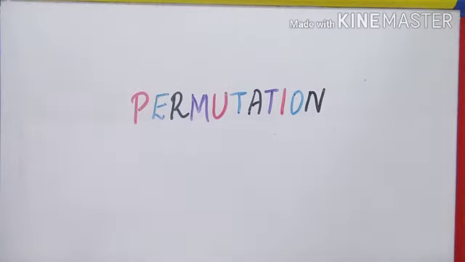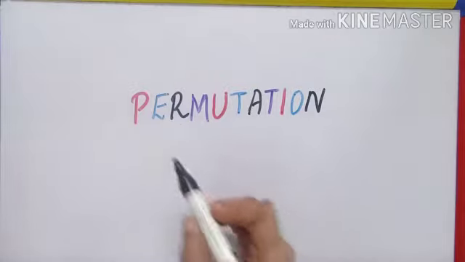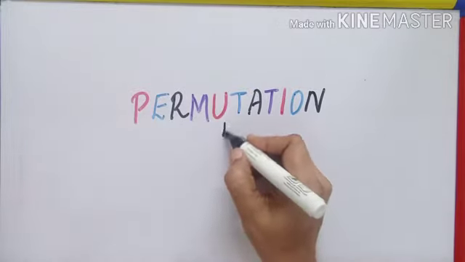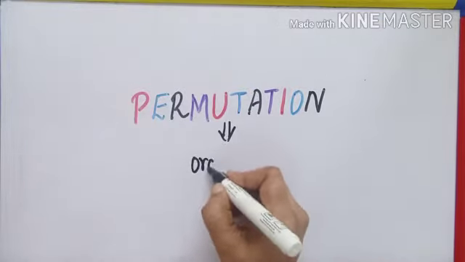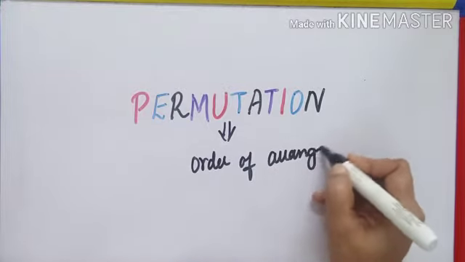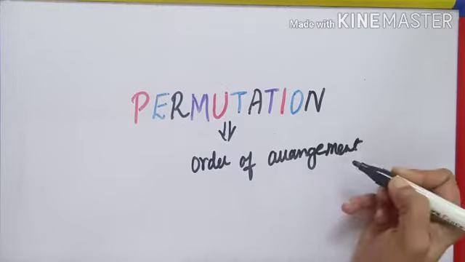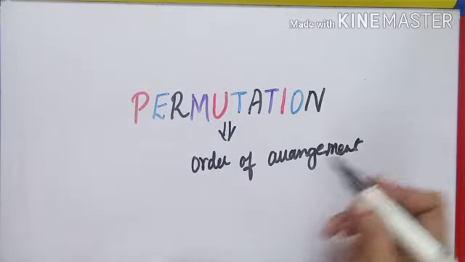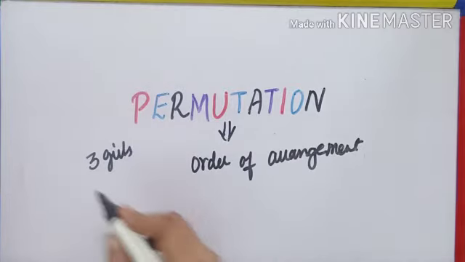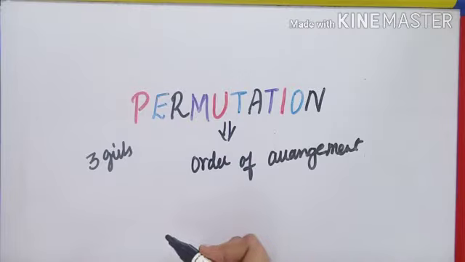Good morning, children. In today's class, we are going to learn about a new term called permutation. What does permutation mean? Permutation is nothing but order of arrangement. See, if I select 3 girls from your class, there are 3 girls in front of me. I want to give them some arrangement. How all can I arrange them?